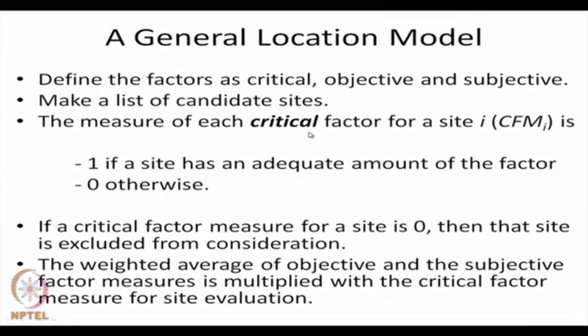So, one has to subjectively decide whether the amount of that factor is adequate to carry out operations of the plant at that site. If it is less than adequate, then it is 0. If it is adequate or quite adequate, then it is 1. If the critical factor measure for the site is 0, then that site is excluded from consideration. Then the weighted average of the objective and subjective factor measures is multiplied with this critical factor measure for site evaluation. Now, let us find out how this weighted average of objective and subjective factor measures is calculated.